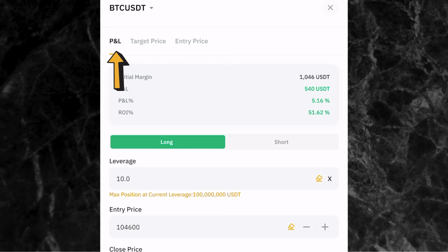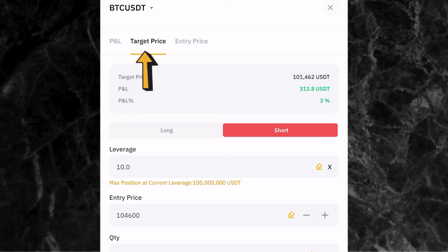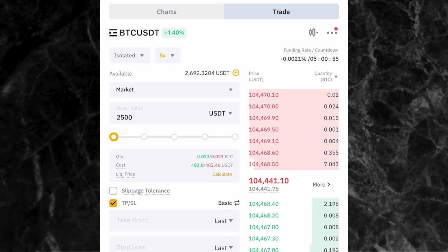So P&L, again, you use to calculate the potential profit or loss you make from a particular trade if you enter your entry price, your close price, your leverage, and your quantity. And then for target price, you use it to show you where you should set your take profit for that trade if you want to make a particular ROI or profit from that trade. So I hope you get it. That's how you can use this futures calculator to calculate all of these things.